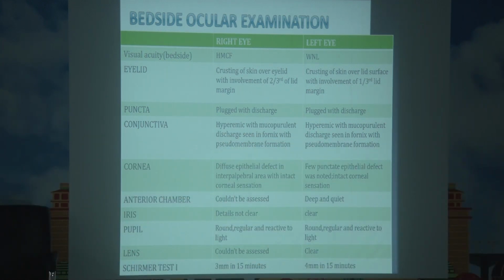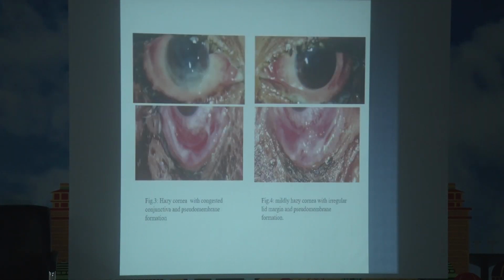Cornea showed a diffuse epithelial defect in the interpalpebral area with intact corneal sensation in the right eye, while there were a few punctate epithelial defects in the left eye. Rest was normal. This we can see in the first picture. There was a hazy cornea with pseudomembrane formation.